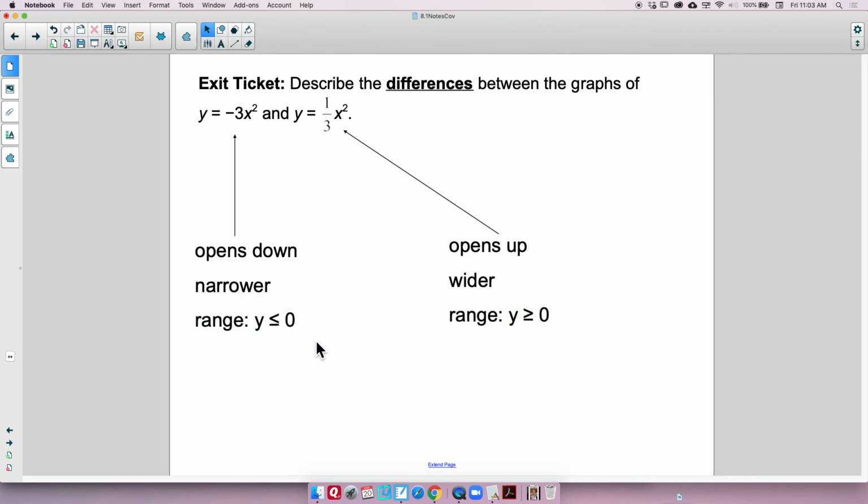What else do we know? The range for this one is y is greater than or equal to 0. The range for this one is y is less than or equal to 0 because it opens down, right? So in other words, the vertex is at the origin. And here, the vertex is also at the origin, but it opens up.